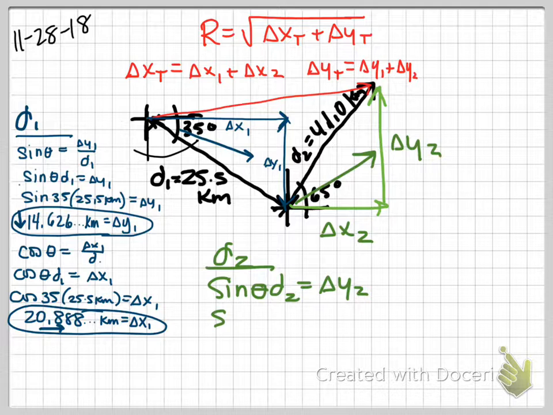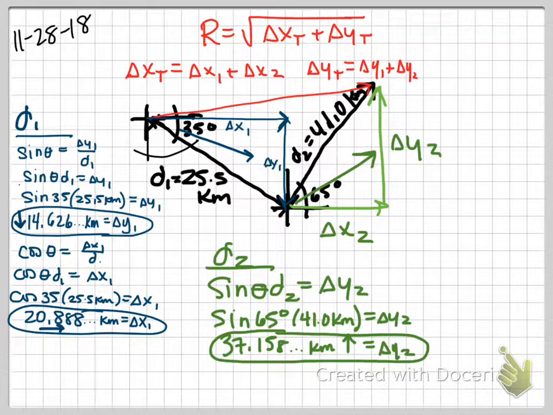This is one of those steps that you'd learn to skip, but you should start off not skipping. Okay, so therefore, sine of 65 degrees times, she hiked, what, 41 kilometers? That's a heck of a day. Equals delta y2. What's my raw answer? Okay, so I've got 37.158, on and on, etc. North is my delta y2.